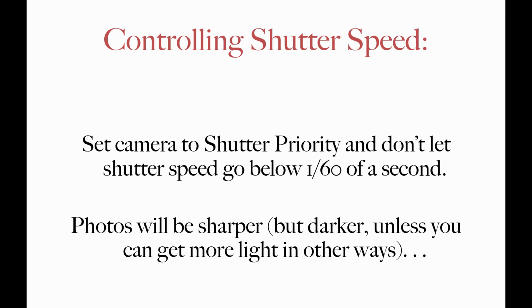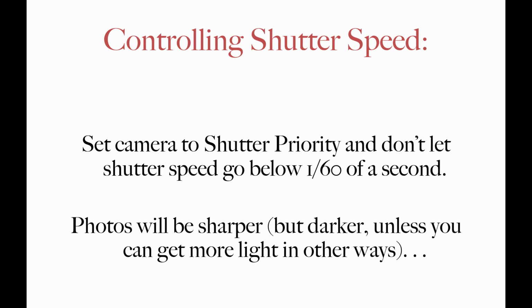If you look in your camera manual or look up your camera manual online, it will tell you which button that is, which setting that is on your particular camera. And once you have that, then you can set your shutter speed and the camera will set all the other settings for you. So you only have to do one thing at a time. You're going to set your shutter speed to no slower than 1/60th of a second.